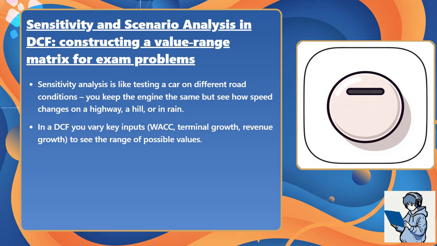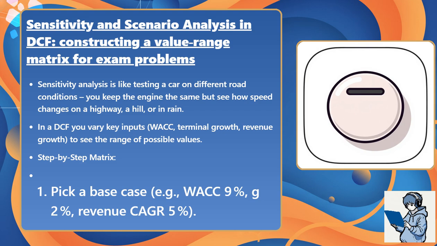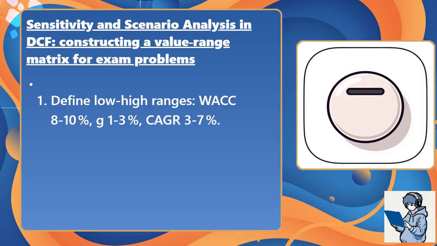In a DCF, you vary key inputs, WACC, terminal growth, revenue growth, to see the range of possible values. The step-by-step matrix. Step 1, pick a base case. For example, WACC 9%, g 2%, revenue CAGR 5%. Step 2, define low to high ranges. WACC 8 to 10%, g 1 to 3%, CAGR 3 to 7%.